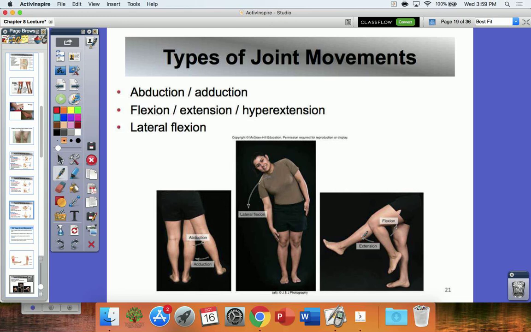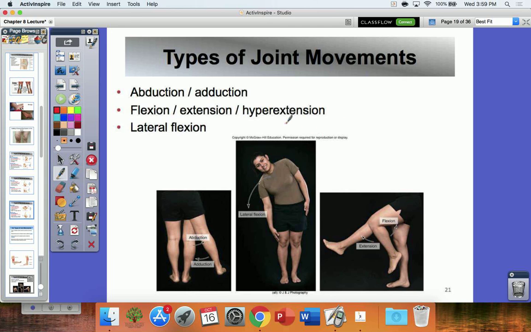Extension means that we are increasing the angle between two bones. And we can flex and extend the leg, we can flex and extend the arm. But extension, we're increasing the angle between two bones. Whereas flexion, if you notice here, we are decreasing the angle between two bones. And it could become hyperextended.